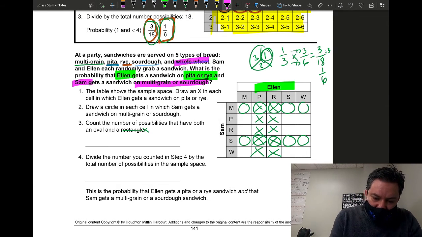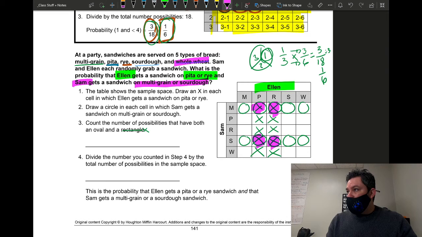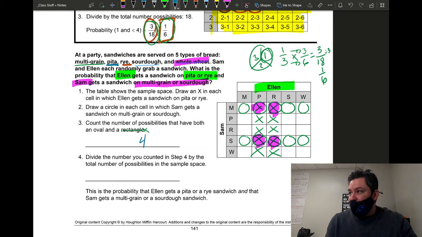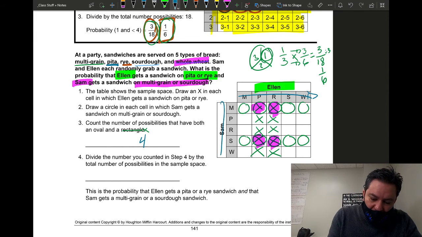So we have this one, this one, this one, and this one. So how many possibilities is that? That's just 4, right? 4 possible combinations. Now, it says divide the number you counted in step 4 by the total number of possibilities. The total number of possibilities, since we have 5 types of bread and 2 people, each person is gonna have the same combination, 5 times 5, right? We have 5 going this way, 5 going this way, so 5 times 5 is 25. So this is going to be 4 out of 25.